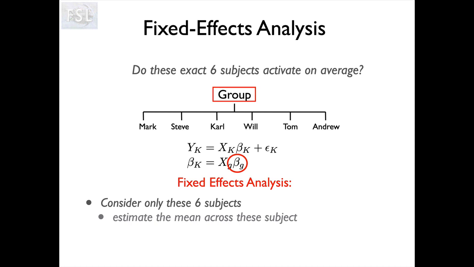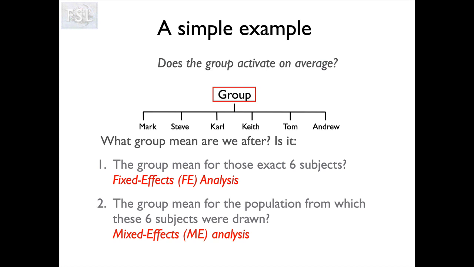So fixed effects just estimates the mean across these subjects, and the only variance that we're considering is the within subject variance. That is, what is our uncertainty on each of the little betas as a consequence of the noise in the MRI data. So we're only considering variance associated with the fact that our MRI data was noisy, and that gives us some uncertainty on our values. So that's what fixed effects is.